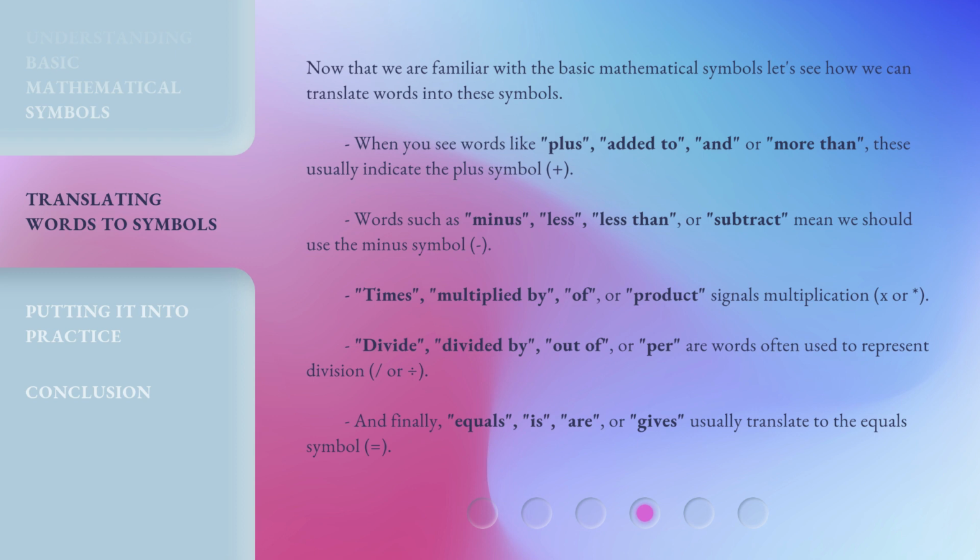Times, multiplied by, of, or product, signals multiplication, x or asterisk. Divide, divided by, out of, or per, are words often used to represent division, or divided by. And finally, equals, is, are, or gives usually translate to the equals symbol, smiley face.